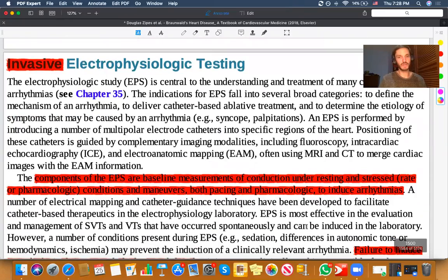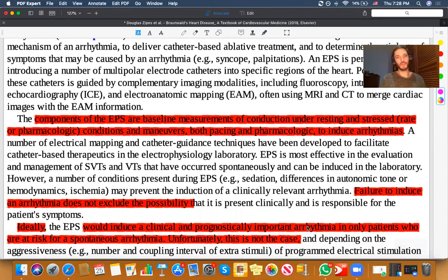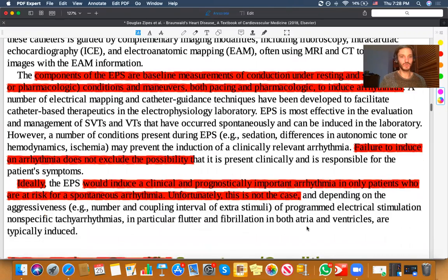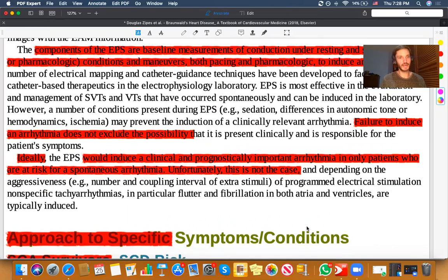Then we have invasive electrophysiologic studies. The components of EPS are baseline measurements of conduction under resting and stressed conditions, and maneuvers, both pacing and pharmacologic, to induce arrhythmias. Failure to induce an arrhythmia does not exclude the possibility that the patient has an arrhythmia. Ideally, we would think that EPS would induce a clinical and prognostically important arrhythmia only in patients who are at risk for spontaneous arrhythmia. But unfortunately, this is not the case.